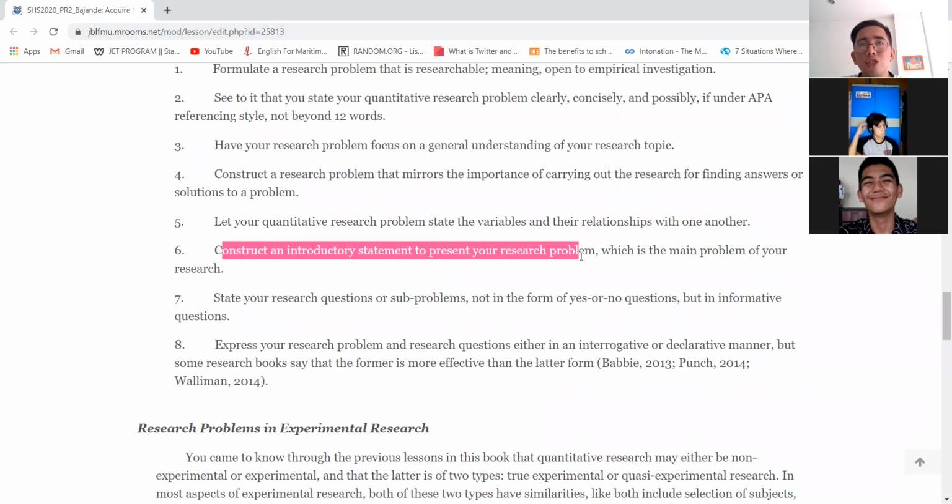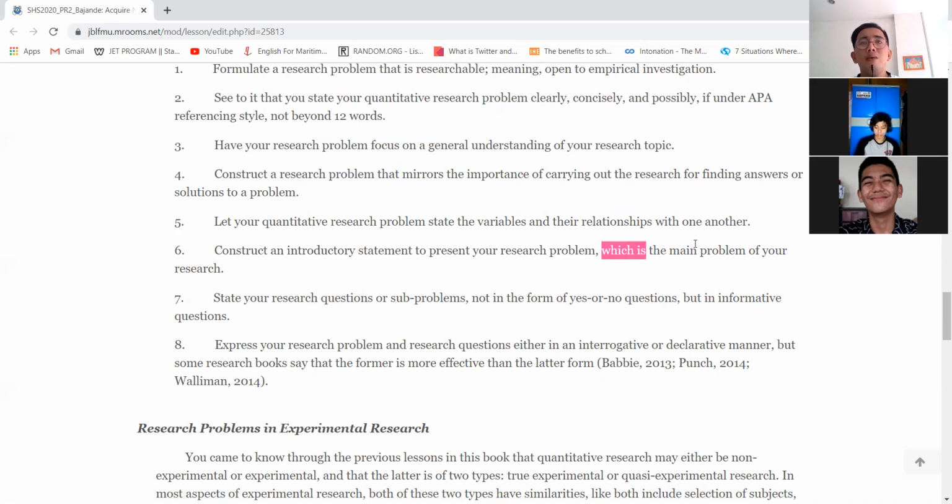Construct an introductory statement to present your research problem. Okay, so in every research guide, we have an introduction so that the readers would have an idea of what motivated you, what encouraged you to study that research problem. Okay, which is the main problem of your research.